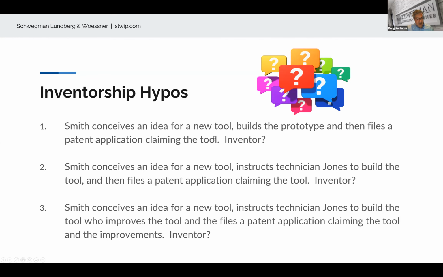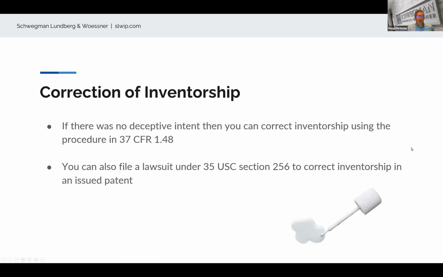So we've talked a little bit about who is an inventor and what the requirements are. Let's say you fill out some forms and you identify inventors, but sometimes we make mistakes. What can we do to fix those? Well, there's two main mechanisms. One is you can go through the patent office with the Code of Federal Regulations. You can also go the federal court route and file a lawsuit under 35 USC 256 to correct inventorship in an issued patent.